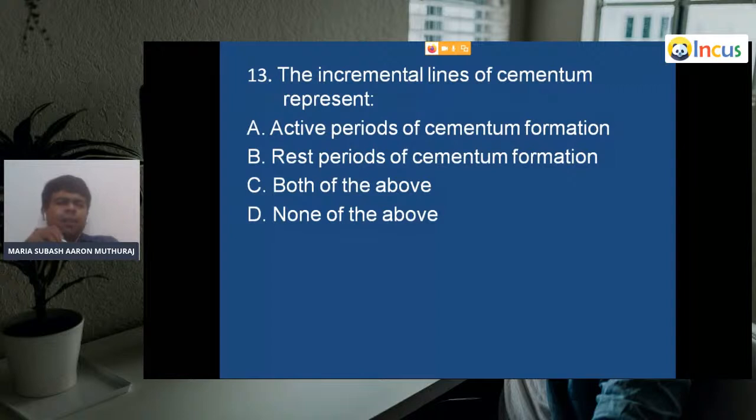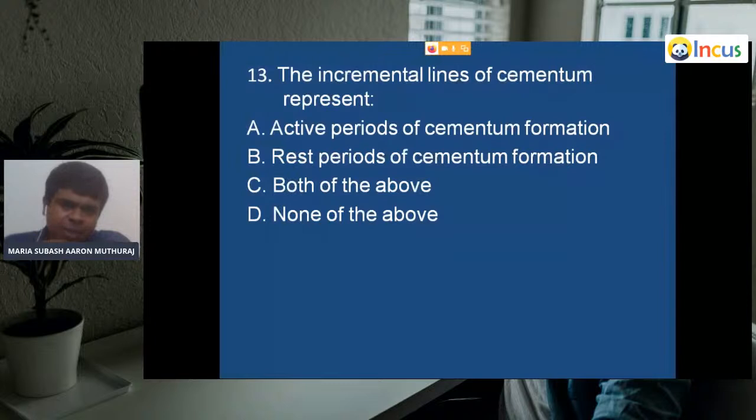Coming to the incremental lines of cementum. The incremental lines of cementum represent active periods of cementum formation, rest periods of cementum formation, or both of the above. As I already told, incremental lines of cementum are present in both cellular cementum as well as acellular cementum, but the visibility is much more pronounced in acellular cementum as compared to cellular cementum. These incremental lines represent the rest period of cementum formation, not the active period.